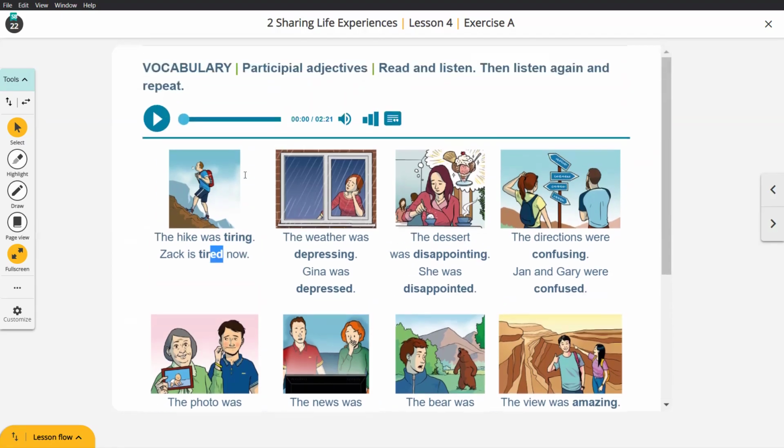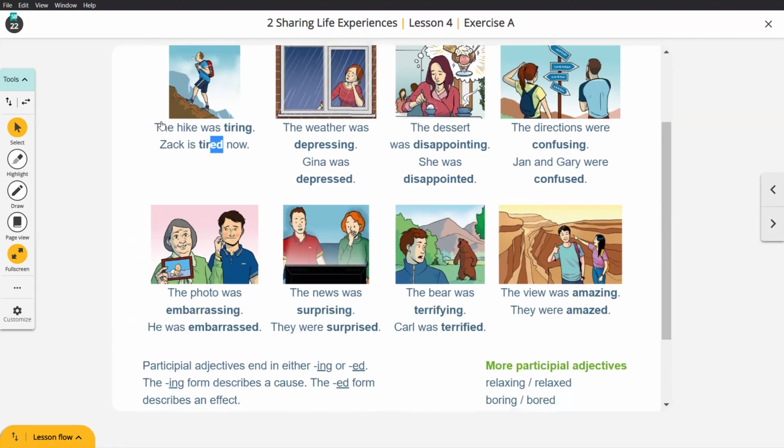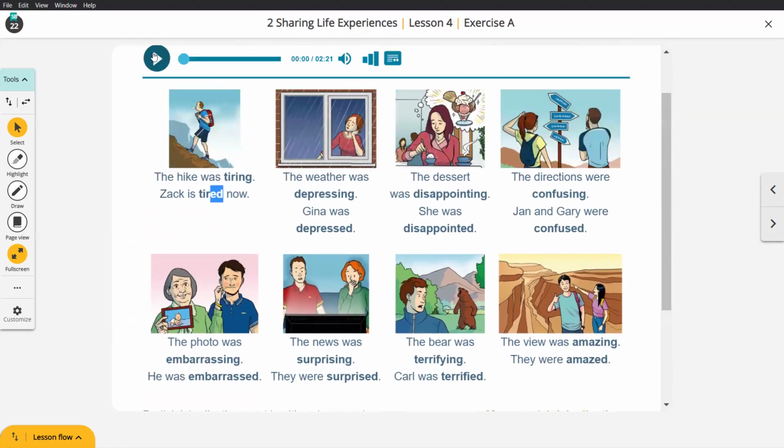Okay? So, in which moment do we use this participle adjective? What is a participle adjective? When we consider who or what. Let's listen and let's see how it goes. I will explain.